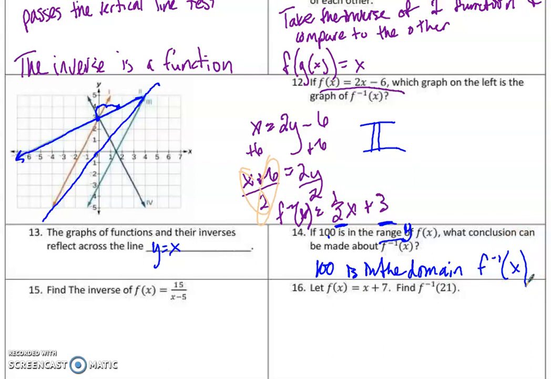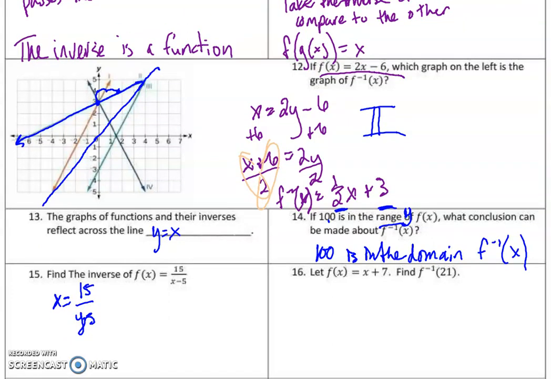Number 15, find the inverse of f of x equals 15 over x minus 5. Let's swap the x and the y. x equals 15 over y minus 5. I'm going to slide this a little bit.